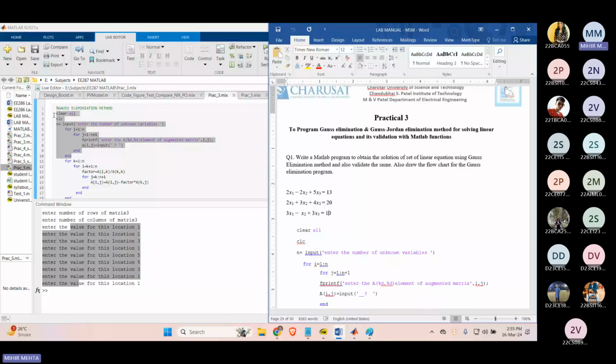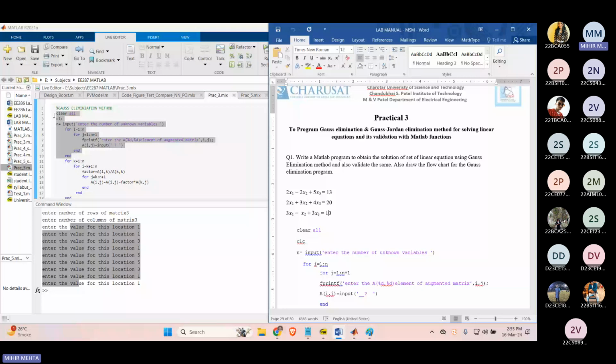Okay, let me remodify my question. Here, what is asked is to find out the number of unknown variables instead of taking the input as number of rows and number of columns. Why is that so? Because here the matrix will be of the size of the number of unknown variables.